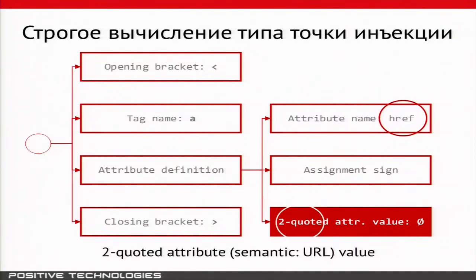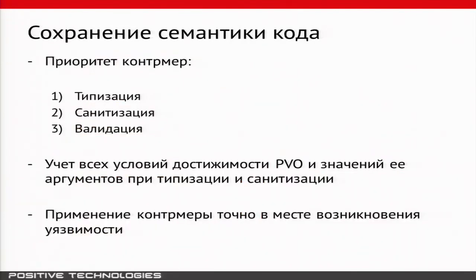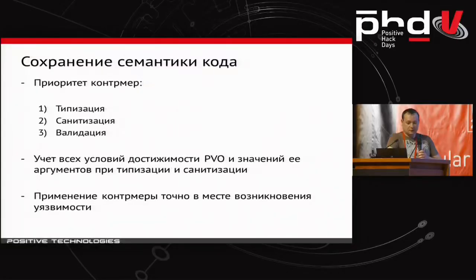And we have the value of the attribute, so a quoted attribute, semantic URL, and the grammar of this value will be determined by its grammar. The second is more challenging: keeping the semantics of the code undamaged. So we have developed several rules. First, the measures have several levels. I can talk more about that.